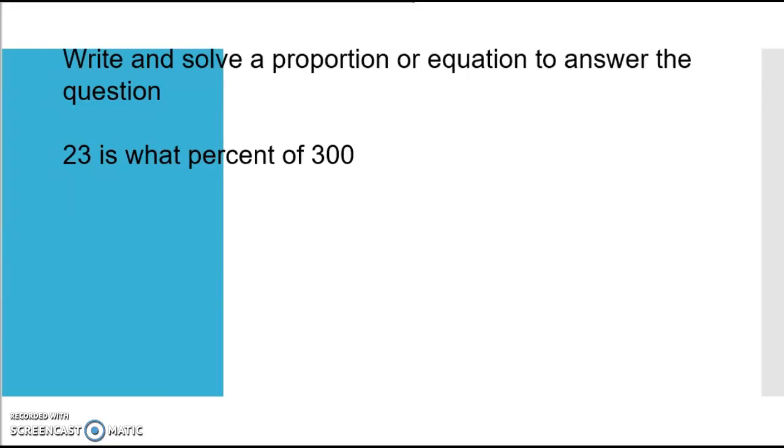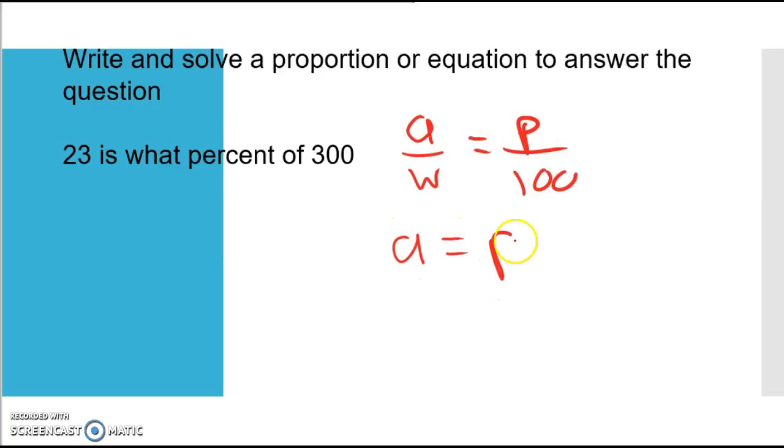This one asks us to write and solve a proportion or equation to answer the question, and the question is 23 is what percent of 300? So there's really a couple of different ways I can do these. I actually showed 2 ways in class. One was to set up a proportion, which was A over W equals P over 100. But then we also talked about that we could just do the equation A equals P times W when you change your P into a decimal. So for this one, I'll do it both ways, but from then on, I'm just going to use this equation.